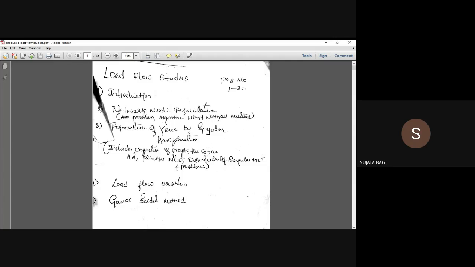Today I'll be discussing load flow studies, PSA 2. It comes under module 1. Myself, SM Bagi, Tripling Department, BRDCET Vijaypura. So this load flow studies is very important in power system.